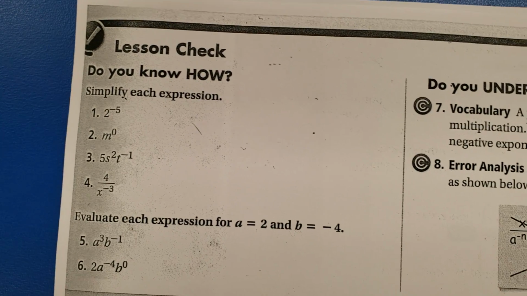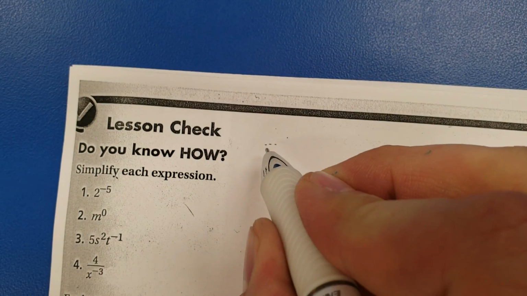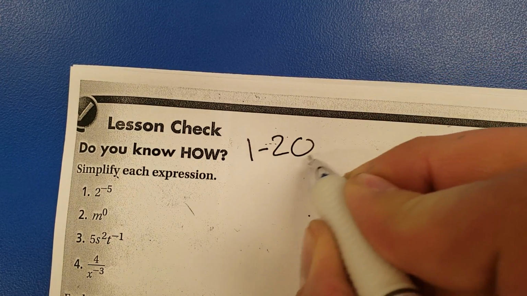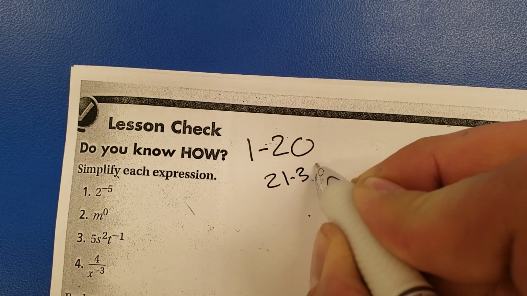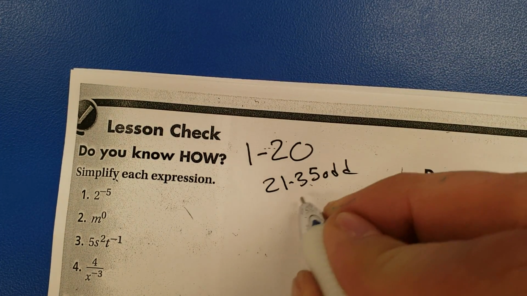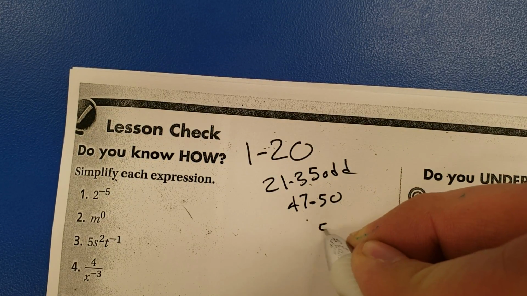So I made a photocopy of the book assignment. I believe again it was, now this is a photocopy, so don't do this in your book. It was 1 through 20, and then 21 through 35, just the odds. And then I believe it was 47 through 50, and then 55.